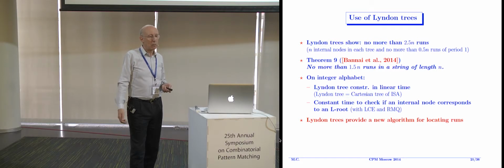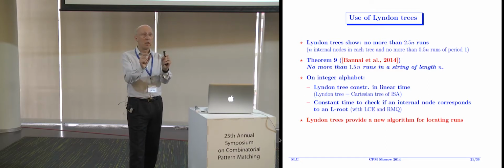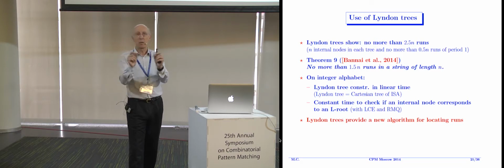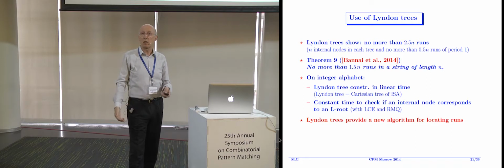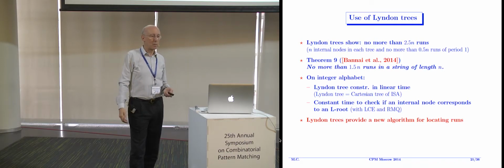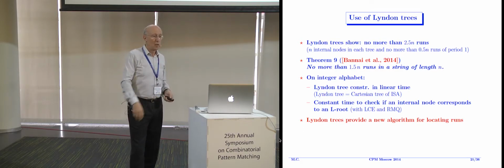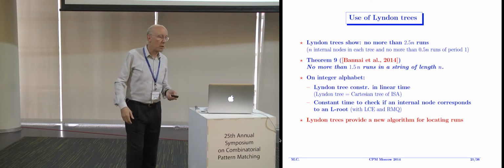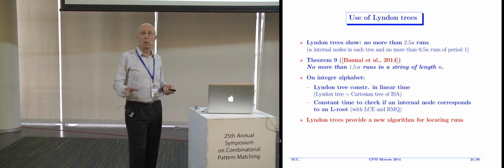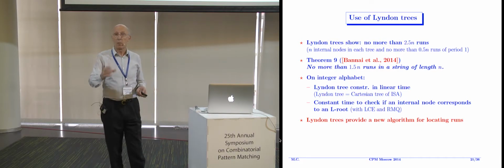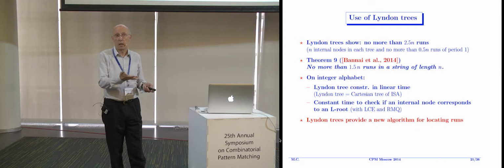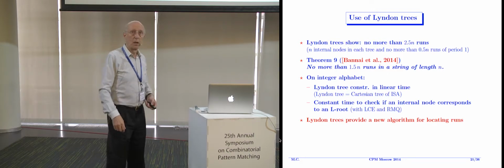And then, to check if an internal node corresponds to a Lyndon root, you just try to extend. You guess it is a root, and you try to extend to the left and to the right, and then you see if it generates a square, so if it generates a run. It can be done in constant time if you can do the extension left and right in constant time. And this is a basic technique of longest common extension based on range minimum queries. So it can be done in linear time. You see the advantage of using the Lyndon tree is not only that you get a better bound, but also that you get something efficient in practice to find runs.